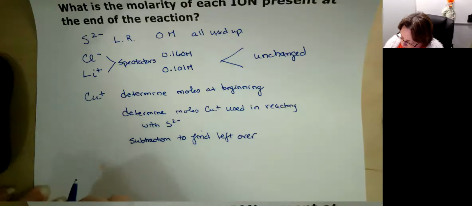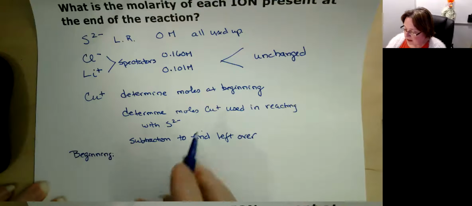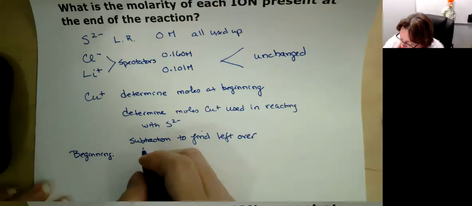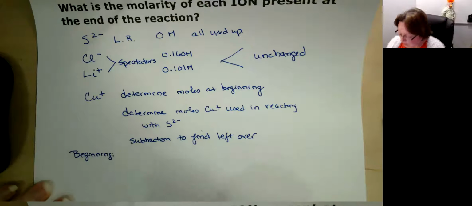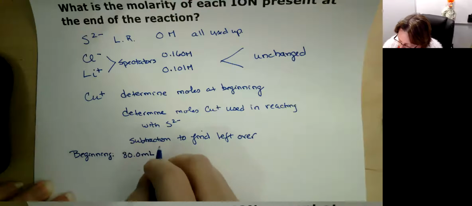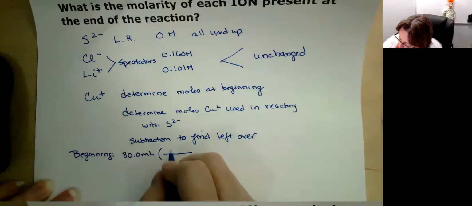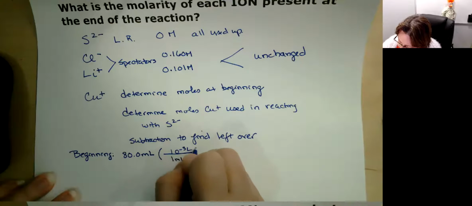Okay, so let's start with our beginning. At the beginning, we had 0.160 moles per liter, and we had 80 milliliters of it, right? Originally, after we combined everything, we had 80 milliliters of that solution. And we can change that into liters. 1 milliliter, 10 to the minus 3 liters.